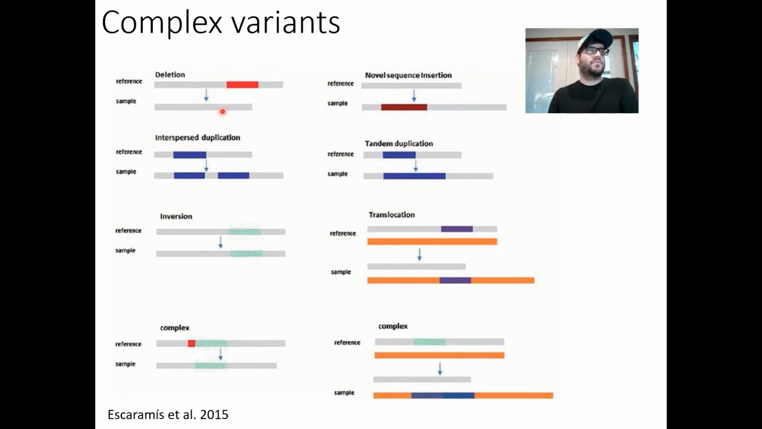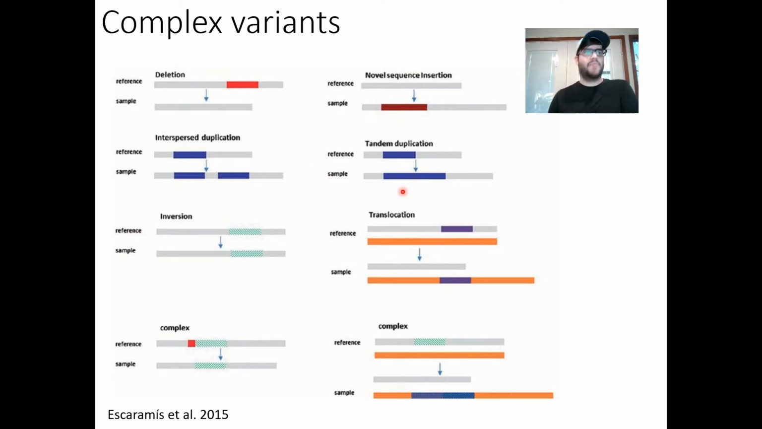We could have a novel sequence insertion here, where our reference has nothing, and then our sample has this big chunk of DNA. So this could be a gene, it could be some weird horizontal transfer from another species, or most commonly this is going to be a transposon that would insert. We could have an interspersed duplication, where maybe in our reference we have this one blue chunk here, maybe this is a gene or a transposon, and then in our sample this chunk has been duplicated somewhere else. We could have a tandem duplication.